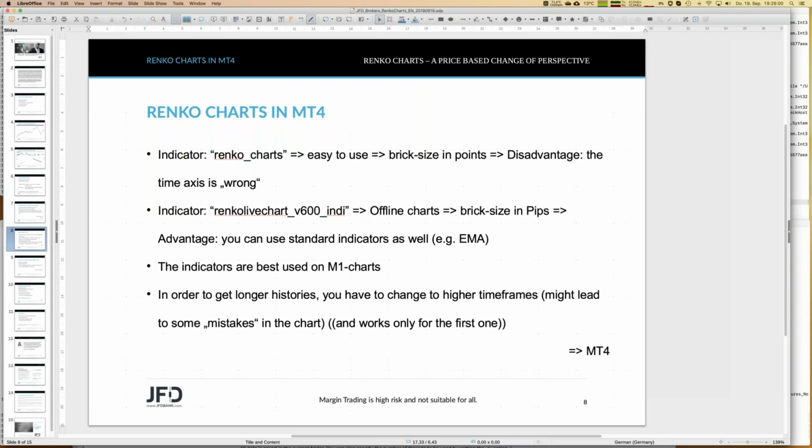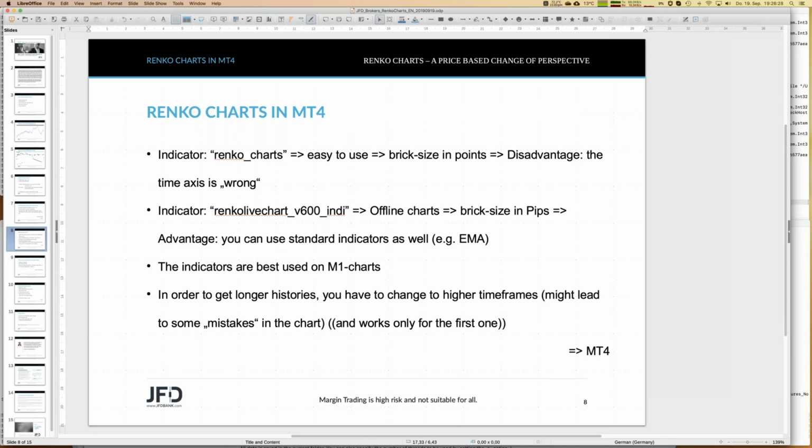I mentioned here already, here the brick size is given in points, not in bips. What does it mean, points? In this case, it's always the last digits. So, for example, euro, US dollar, we have 5 digits after the comma, and the last digit is 1, 2, 3, and the second last digit would be 10, 20, and so on.